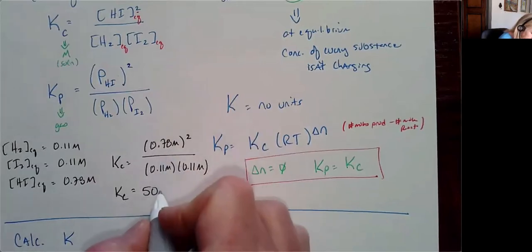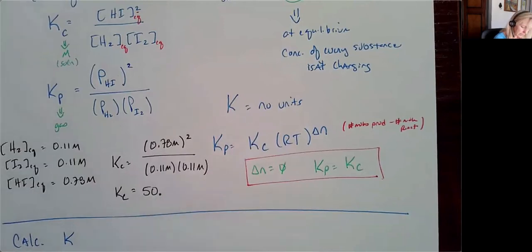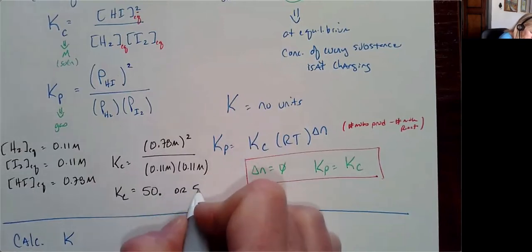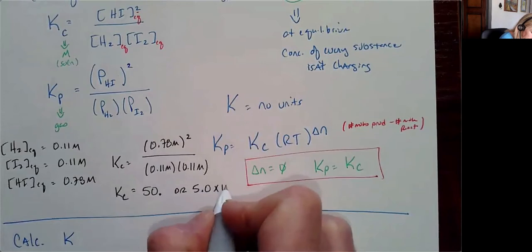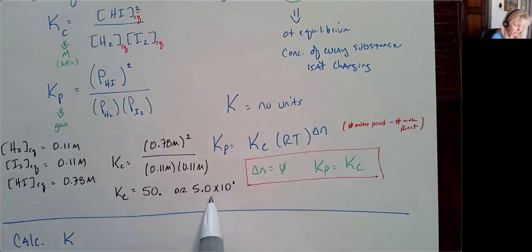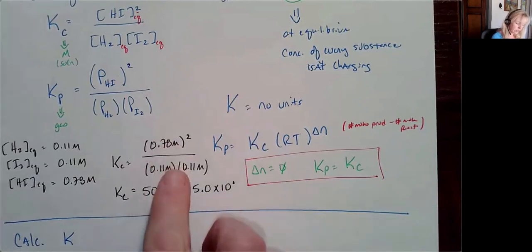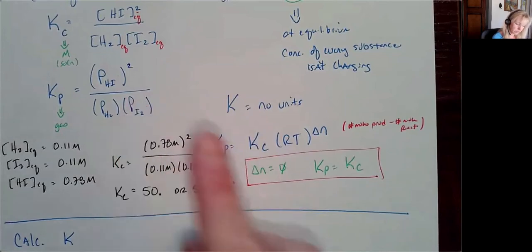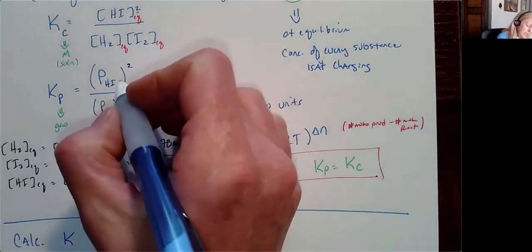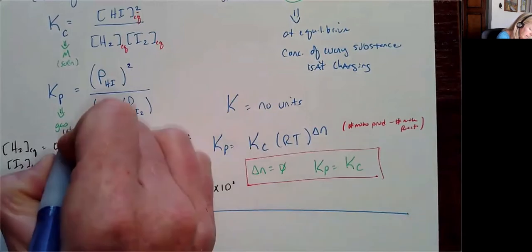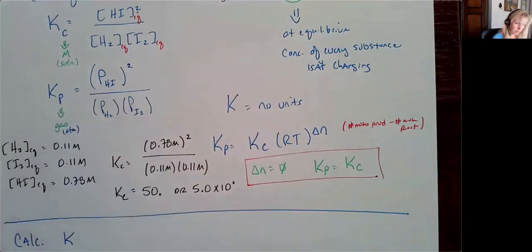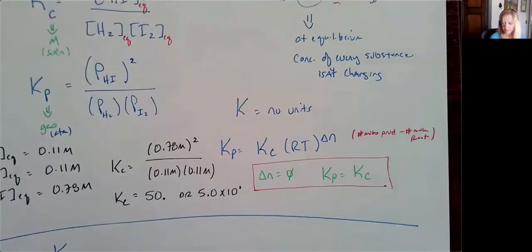Since I have two significant figures, I might put my decimal place there, or I might put this into scientific notation to denote that I have two significant figures based on my concentrations here. This is the simplest way. I could do it with concentration. I could also do it with partial pressures. If I was given those partial pressures, remember those would need to be in units of atmospheres, and then I could plug those in and solve for Kp.